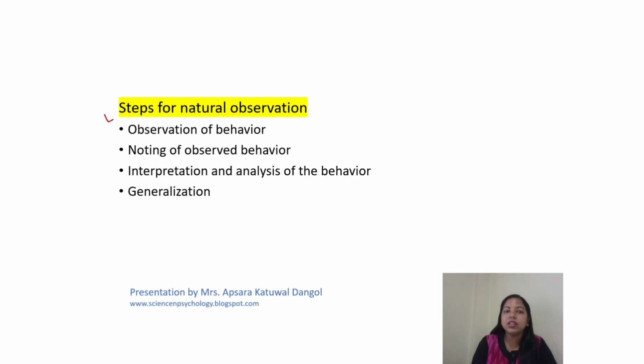So, how is naturalistic observation done? What are the steps? First, behavior is observed, then the observed behavior is noted, then interpretation and analysis of the behavior is carried out, and lastly, it is generalized. Generalized in the sense that it is a general concept. If something is true, that could be true in similar cases.